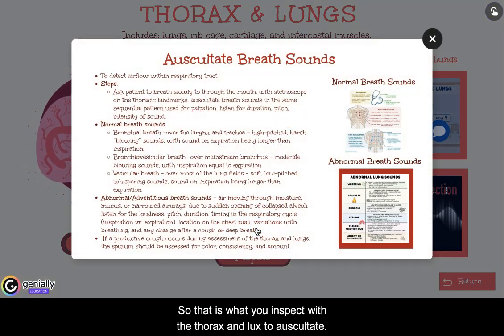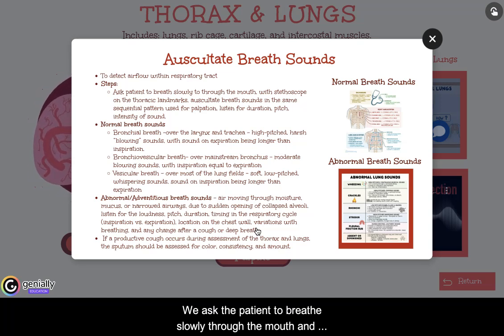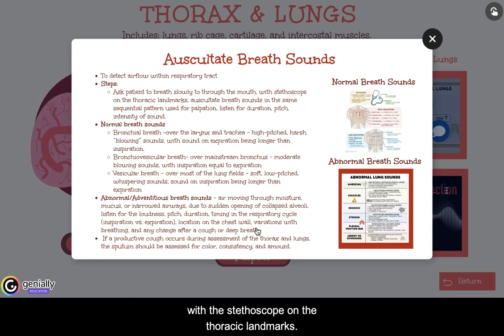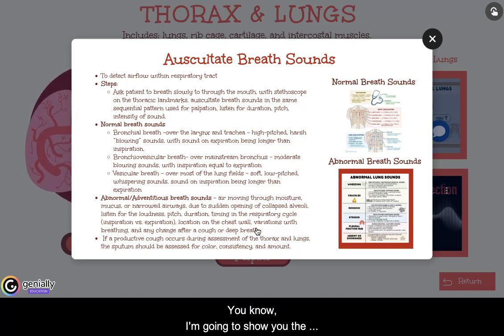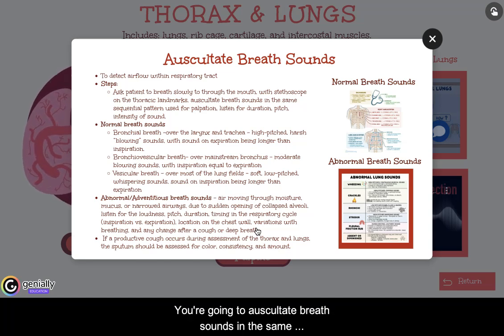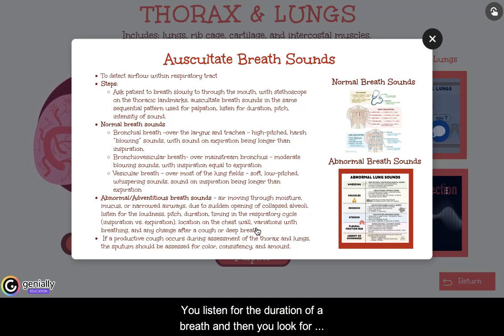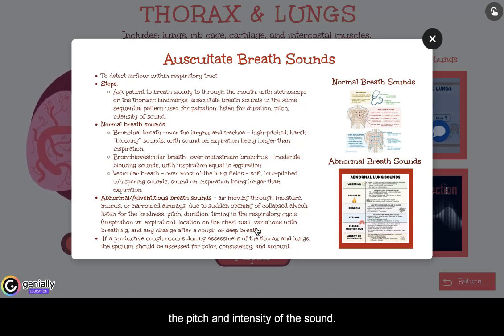To auscultate, we do that to detect airflow within the respiratory tract, right? We ask the patient to breathe slowly through the mouth, with the stethoscope on the thoracic landmarks. I'm going to show you the diagram where you're going to put the stethoscope. You're going to auscultate breath sounds in the same sequential pattern you use for palpation. You listen for the duration of a breath, and then you look for the pitch and intensity of the sound.